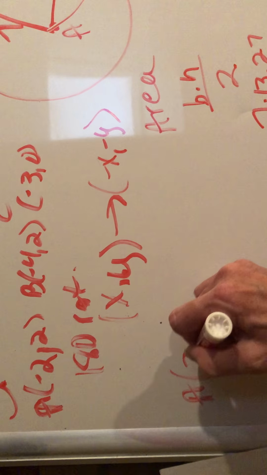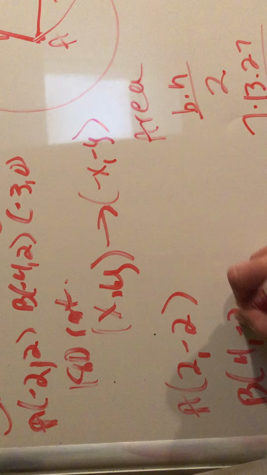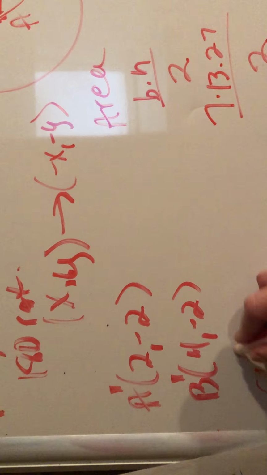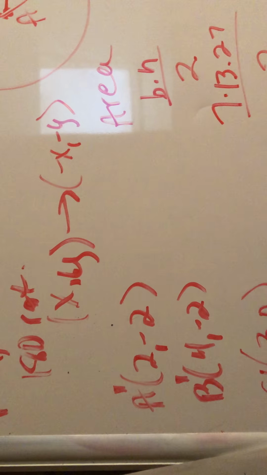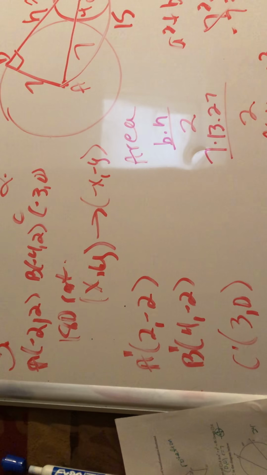So A would be 2 comma negative 2. B would be 4 comma negative 2. A prime, B prime, sorry I didn't put my primes on it. And C prime would be 3 comma 0. Because you just change your signs. You don't flip it, you just change your signs. So that's how you do a 180 degree rotation.